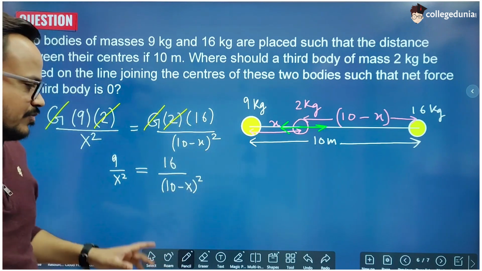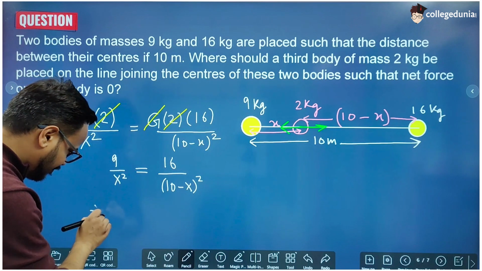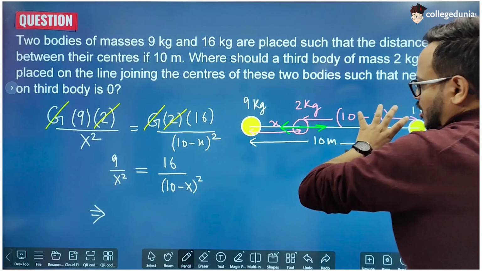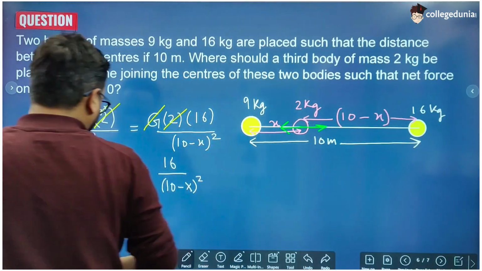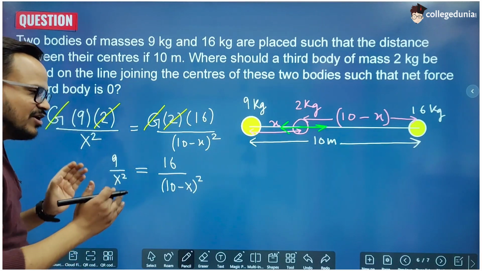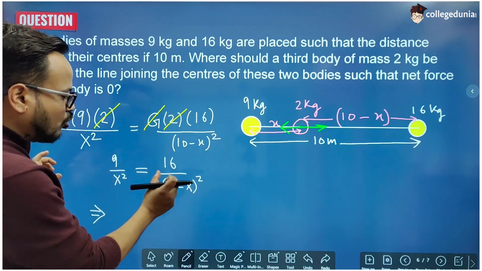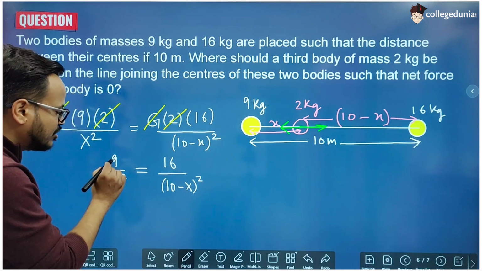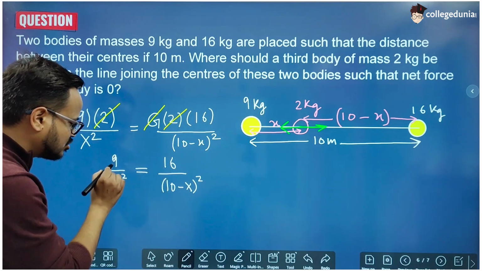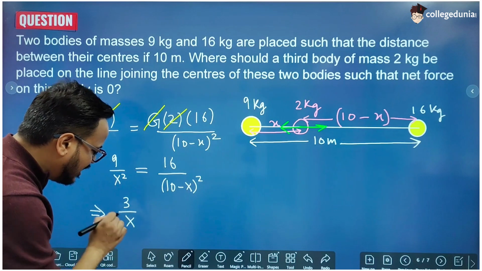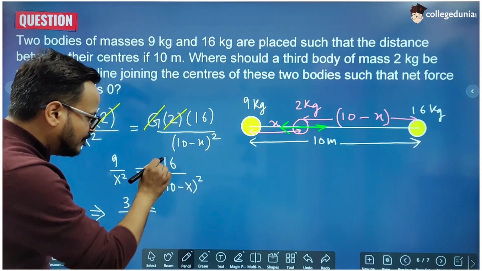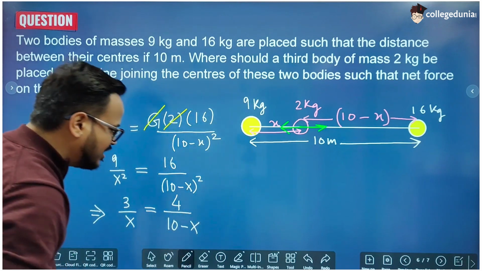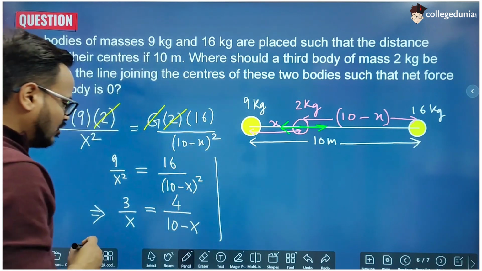That is a long procedure, but here we can do one thing. Generally in such questions, the masses, when put in this formula, are perfect squares of some numbers. So instead of expanding this bracket, we will take the square root of both sides. The square root of 9 is 3 and the square root of x square is x. The square root of 16 is 4 and the square root of (10 minus x) square is 10 minus x. Now let's cross multiply.